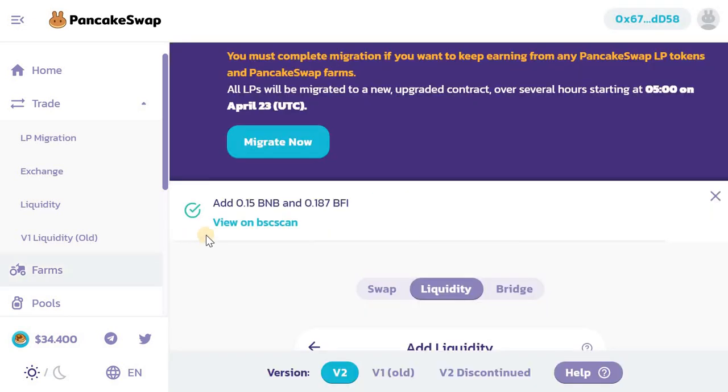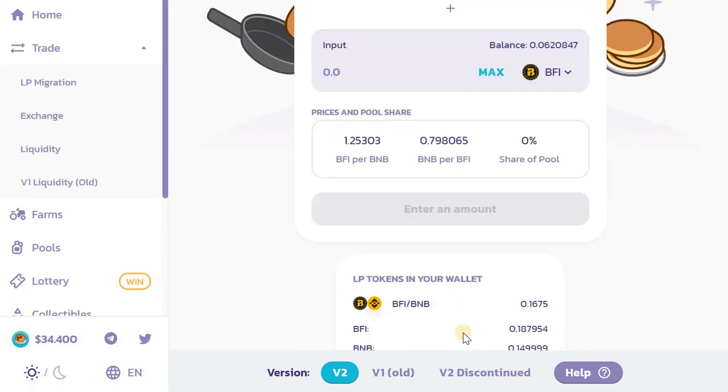So as you can see right now, my liquidity token has been added. If I scroll down, I can clearly see the liquidity token in my wallet. Currently, I have the BFI BNB LP token. Now, as you can see, this is the individual worth of 0.18 BFI and 0.149 BNB that made up this 0.165 LP tokens. Once we've done this, we would have to go back to the farming pool.